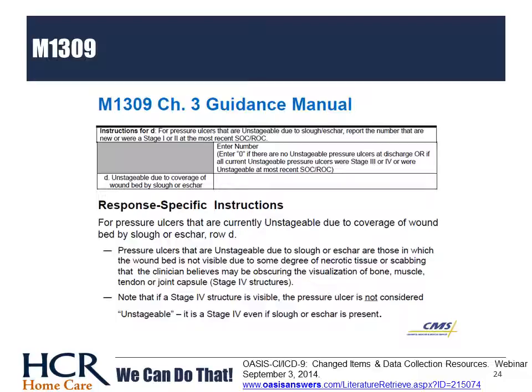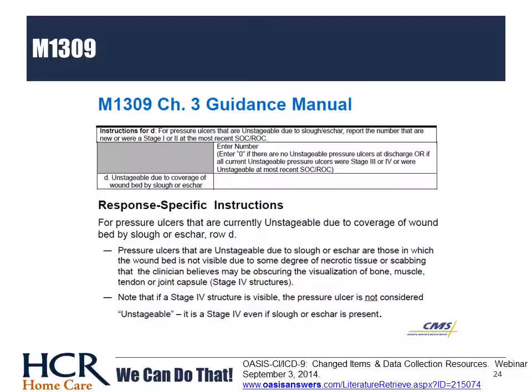So again, if slough or eschar is present and it was most recently staged as a stage 1 or stage 2, we do know that that pressure ulcer has worsened. Even though we cannot stage it because it's covered in slough or eschar, we know that it is at least a stage 3, if not a stage 4. But it is definitely no longer a stage 1 or a stage 2.